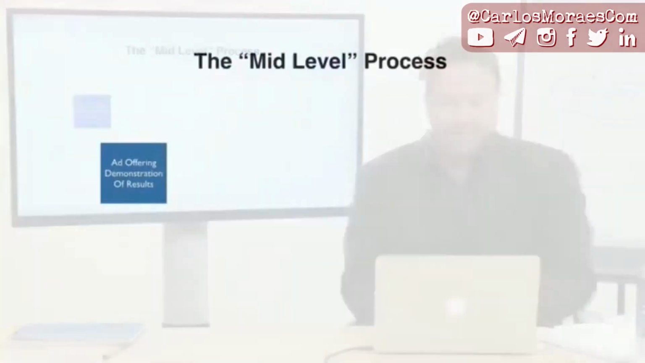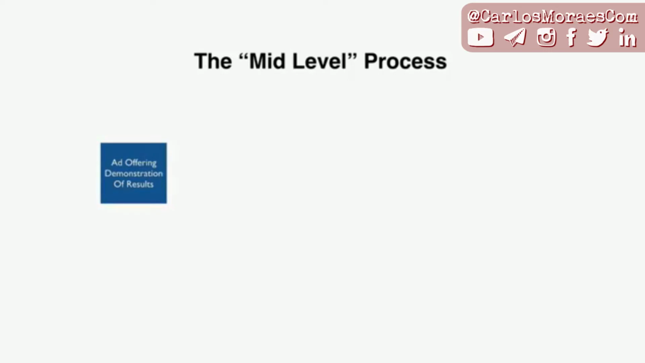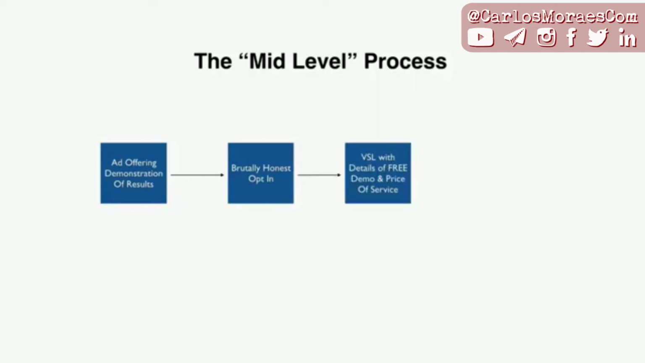So here's the process. You run an ad offering to help them for free, a demonstration of results. That could be a webinar, it could be a conversation or whatever. Then you send them to a brutally honest opt-in page that says, hey, I'm offering to give you this free stuff because I think you might want to buy some other stuff, and that's the deal. Then you send them a video sales letter, or it could be a webinar or whatever, with details of what that free experience is going to be like and the price of the main thing you're going to sell them if they in fact decide to give you some money. And then the prospect applies to talk to you. That's what I mean by demonstration. I refer to it as a demonstration of power, meaning your ability to help them, right? So probably better if I actually give you some real examples, okay?